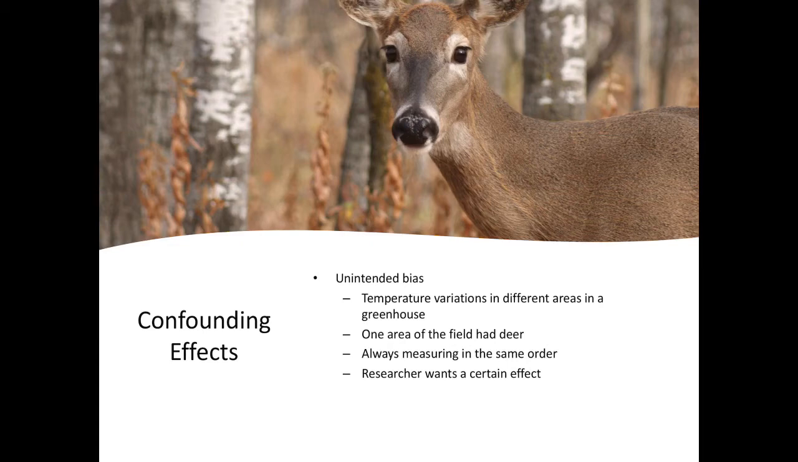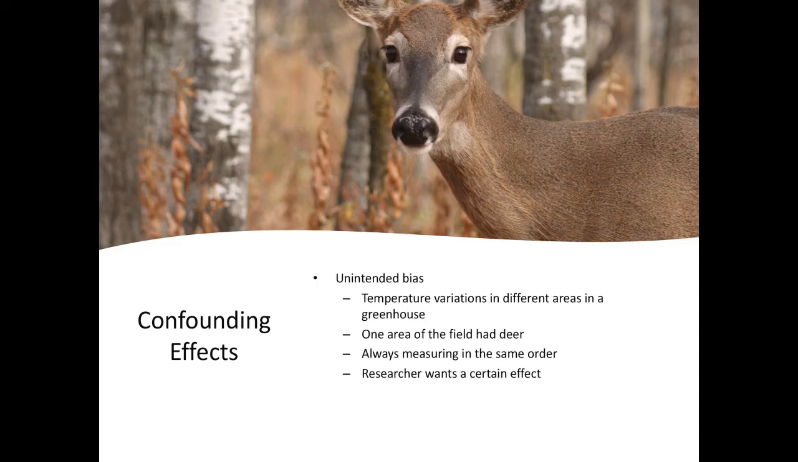And we always have to be on the lookout for confounding effects. Unintended bias. That's where the researcher thinks that they're going to get a certain effect. Now you think your hypothesis is this, and therefore you're going to look for that. If you always measure things in the same order, you might start looking for certain things because you're going to memorize how those first few plants are. So you want to randomize how you're measuring your plants if at all possible.